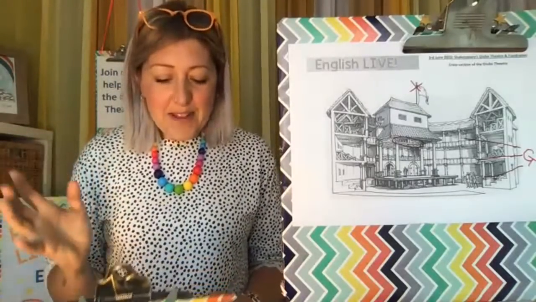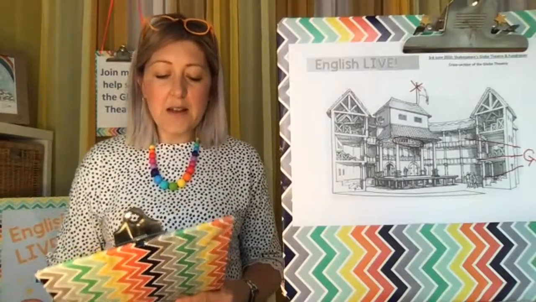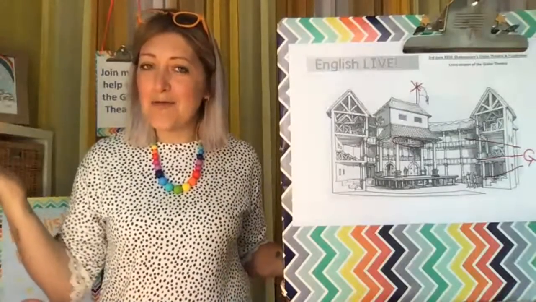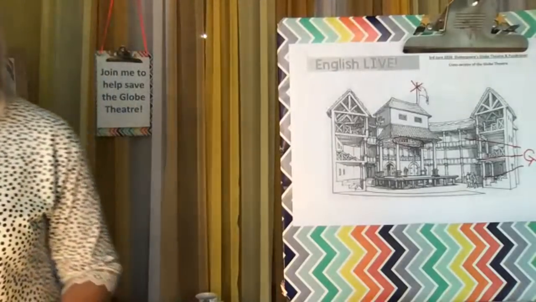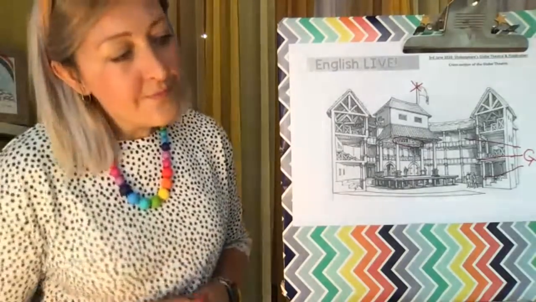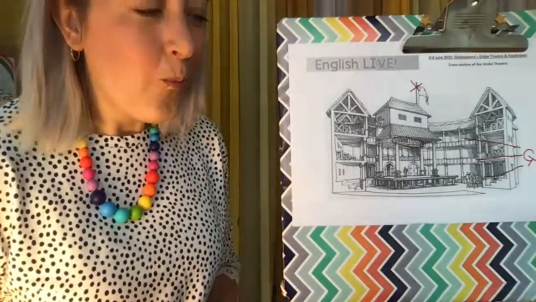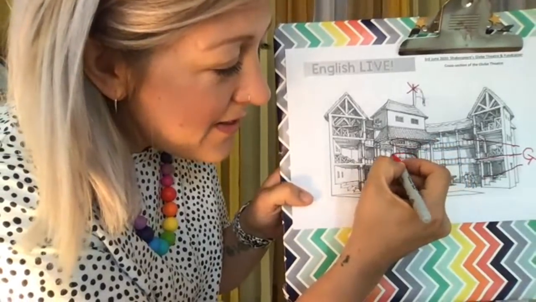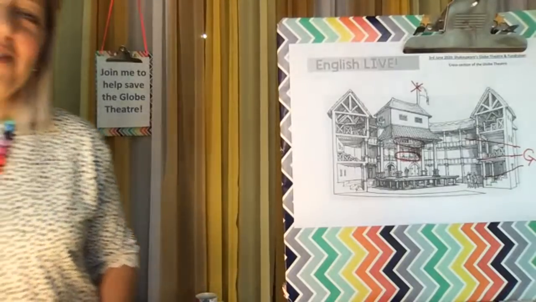So the upper stage. The upper stage would be used for balcony scenes or scenes in bedrooms. Really famous play with a balcony scene. We all know this one, Romeo and Juliet. Can you spot the balcony? Have a close look. Yeah, it would be this area here. Well done if you got that correct.